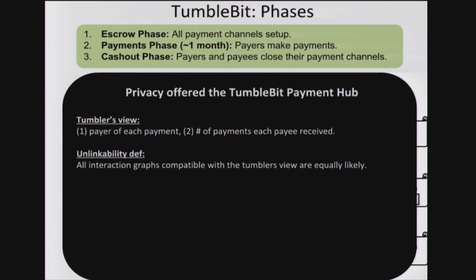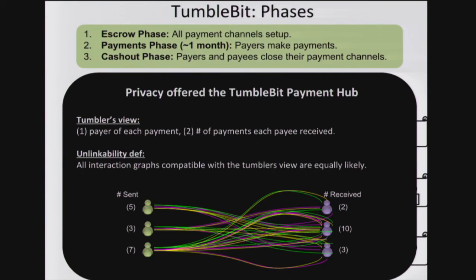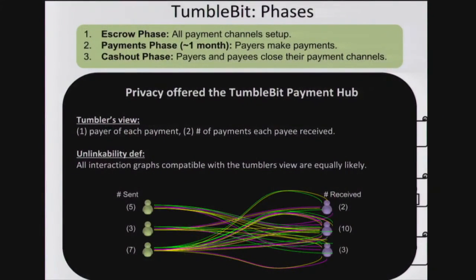So our unlinkability definition is that all interaction graphs, so this Alice, say, spent 5 Bitcoins, and this Bob got 10 Bitcoins. We refer to an interaction graph as any way this could have happened between all the parties. So we're unlinkable in that all interaction graphs compatible with a Tumbler's view are equally likely. So this could happen, or this could happen, or this could happen. Now, I've only showed a few interaction graphs, but there could be an extremely large number, any interaction graph which ends with this Bob getting 10 and this Alice sending 3. They're all equally likely. There's no way the Tumbler can figure out which set of interactions led to that.